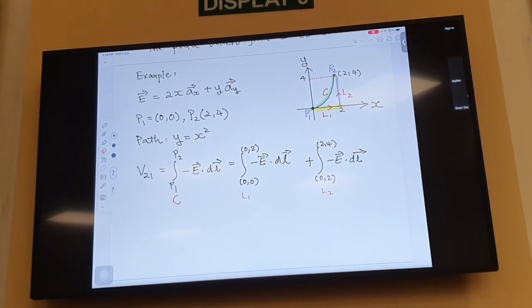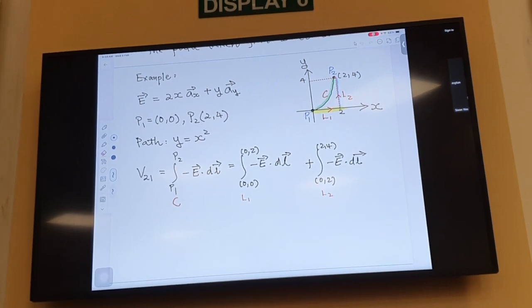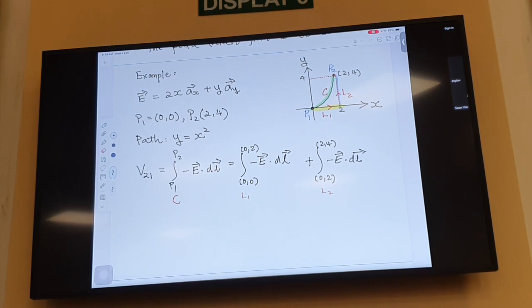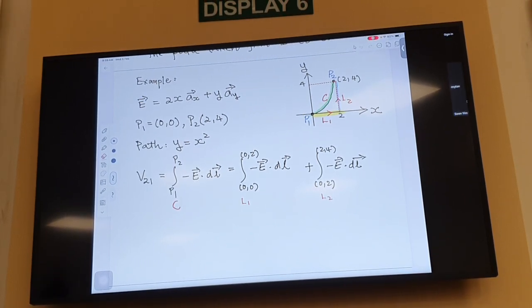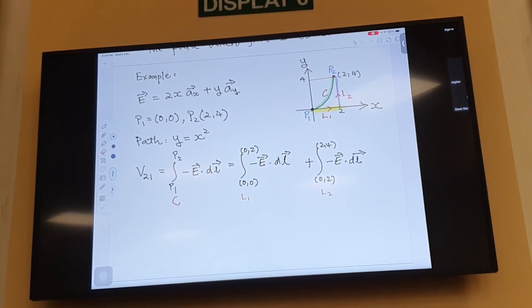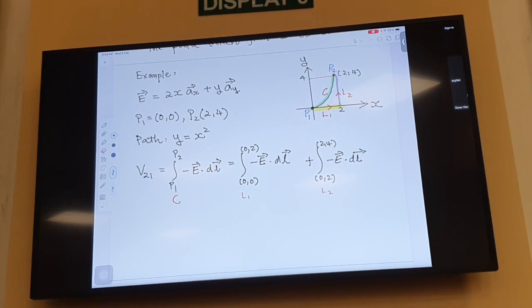Correct? But you have to be here. If I fit the wire here, it will be different. Why? Because the integration path here is important, because this is no longer an irrotational field. From here to here, this one is higher potential, this one lower potential. From here to here, B is higher potential. You have to define the path.